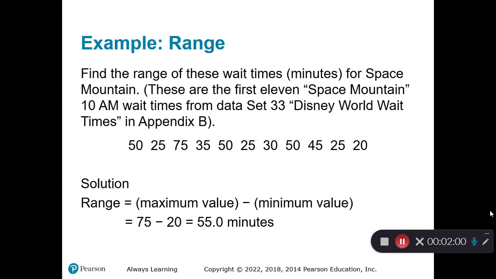Let's do a simple calculation with range. Here is a small data set. These are wait times for Walt Disney World, the Space Mountain ride: 50 minutes, 25 minutes, 75 minutes, and so on. If we were to look at the smallest value in this list, we find that it is 20 minutes, and the largest value in the list would be 75 minutes. So the range is found simply by subtracting 75 minus 20, or 55 minutes.